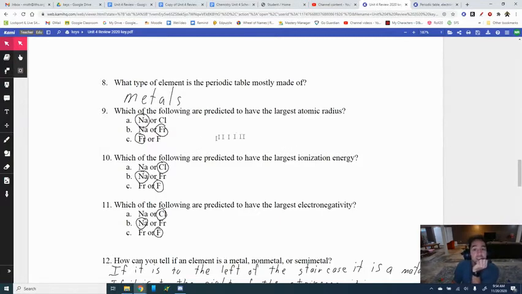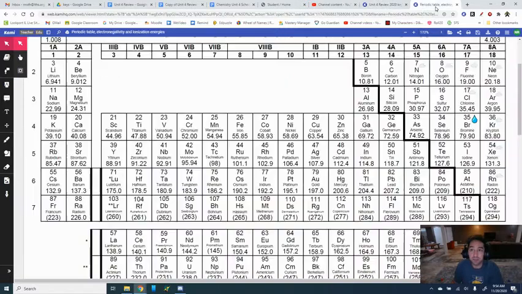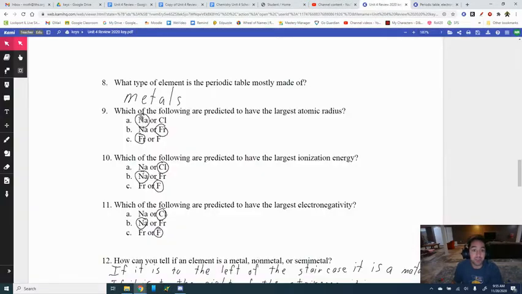Okay, which of the following are predicted to have the largest atomic radius? So from here, you look at where their position is on the periodic table. So we're looking between Na and Cl. So here's Na right here. Here is Cl right here. So Cl is further to the right of the periodic table. So that means Cl will have a smaller atomic radius and Na will have a bigger atomic radius. Okay, so that's why we have Na circled here.